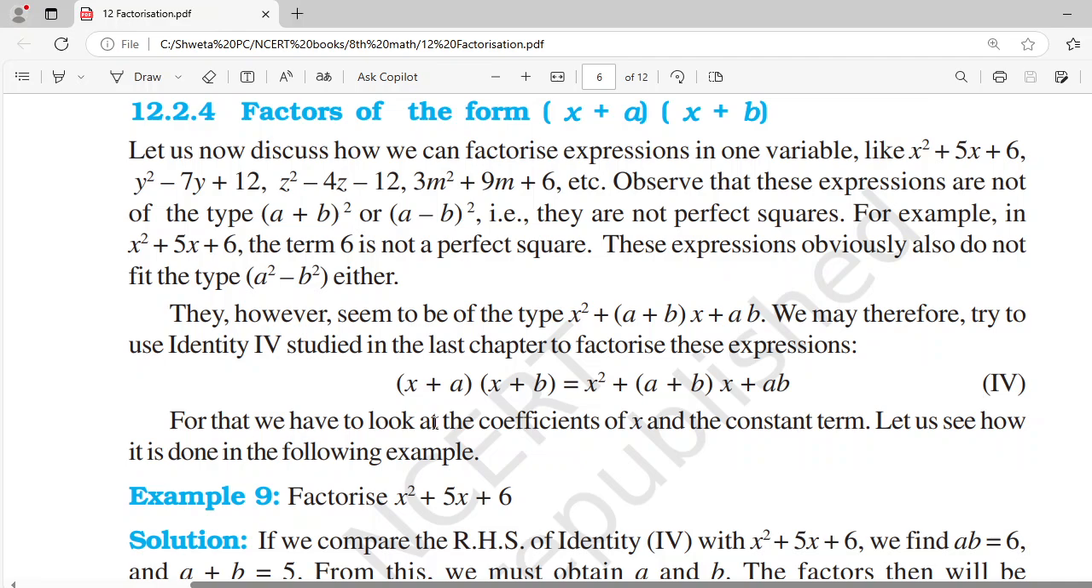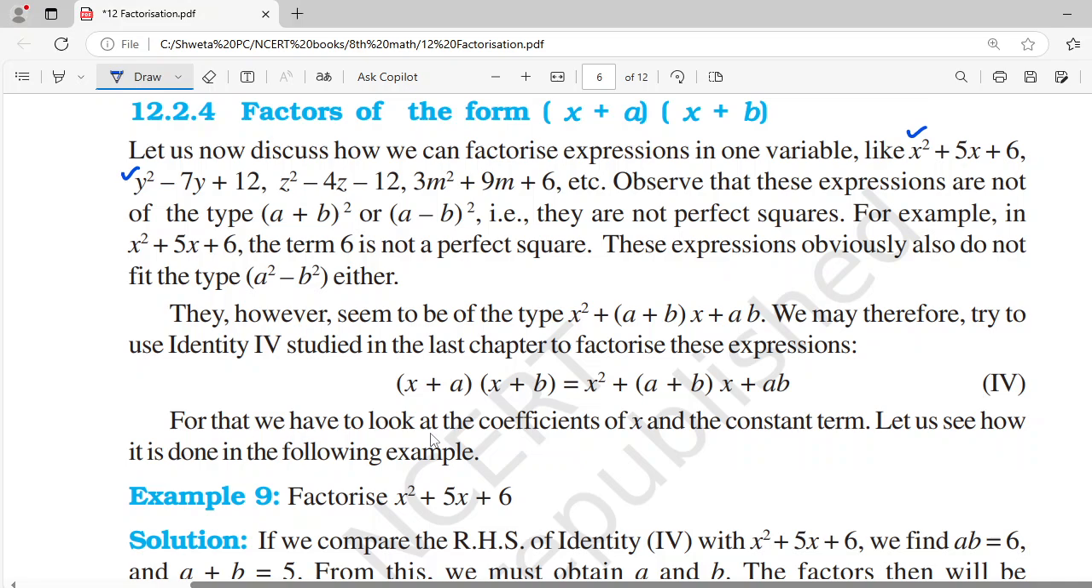Observe that these expressions are not of the type (a + b)² or (a − b)². How can we identify that these are not of that type? Because here we have only one square term. 6 is not a perfect square. In the second expression also we have only one square term. 12 is not a perfect square.